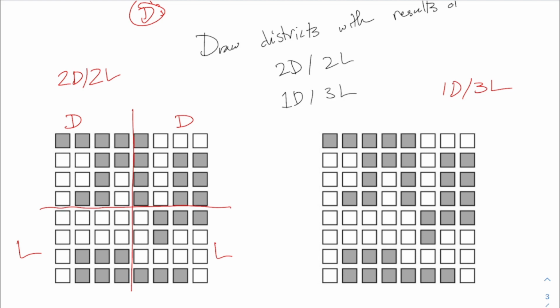So I'm going to try and look and see where I can put a whole bunch of Ds together. And I see something like all of these guys.